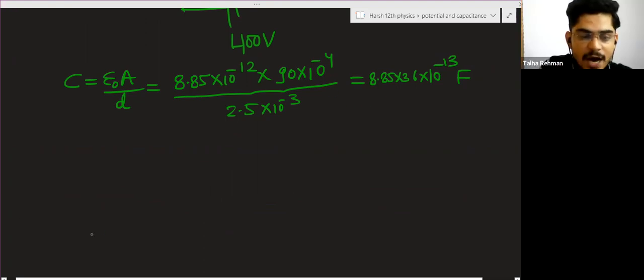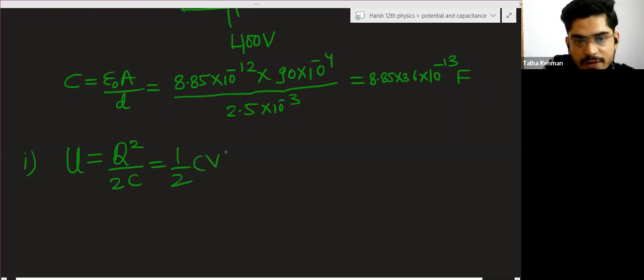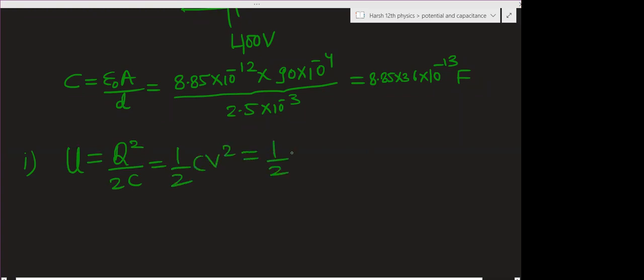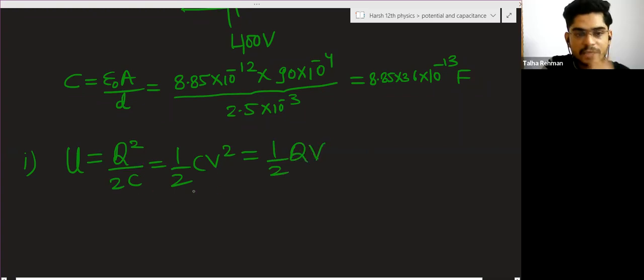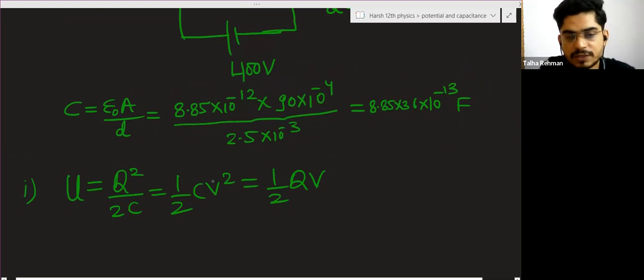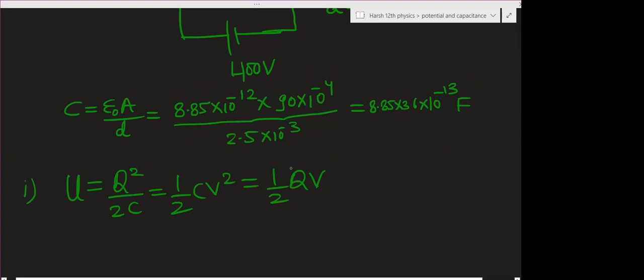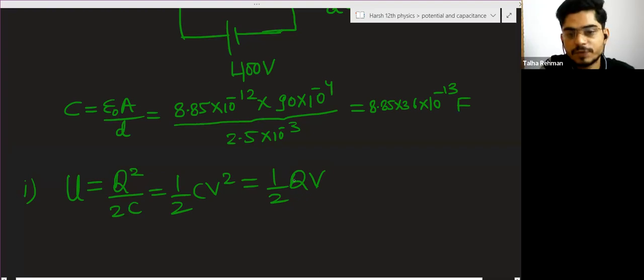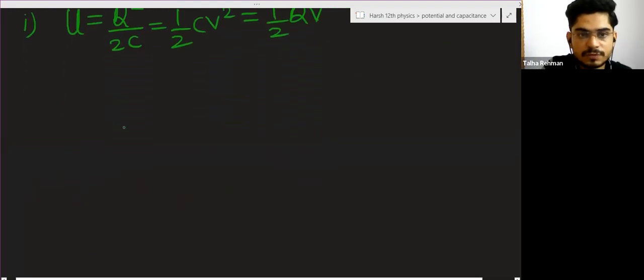And they are asking how much electrostatic energy is stored. We have three formulas for electrostatic energy: Q square by 2C, half CV square, and half QV. We do not have charge here. We have only capacitance and voltage. So we will use half CV square. I am not using the other formulas because we don't have charge. So U is equal to half CV square.